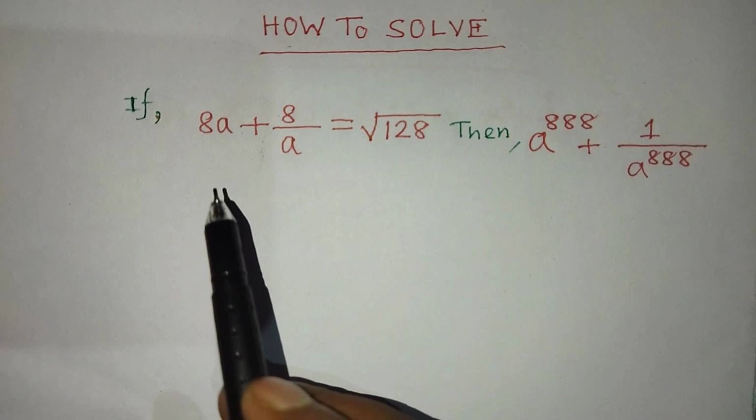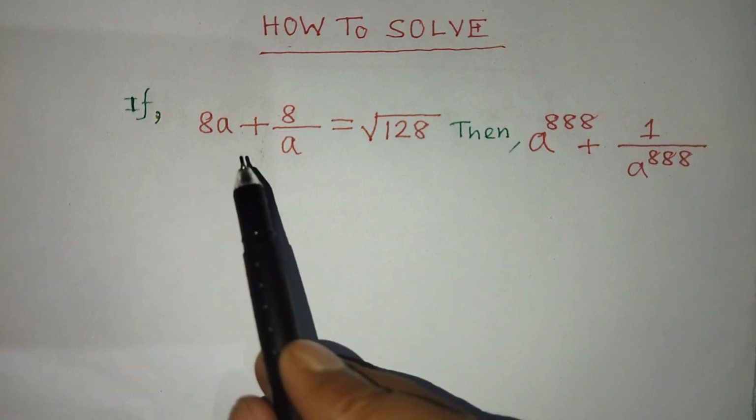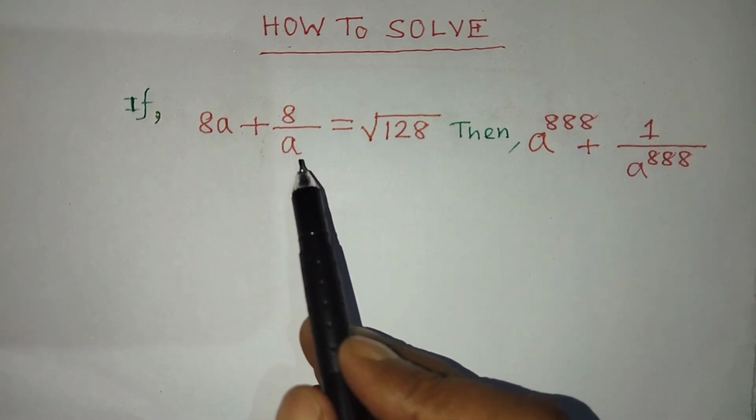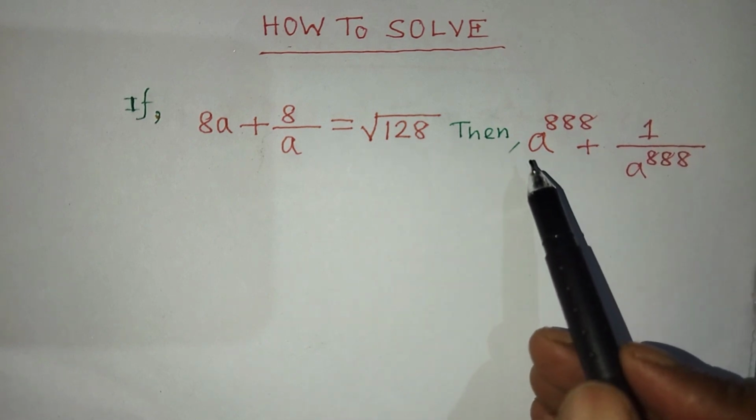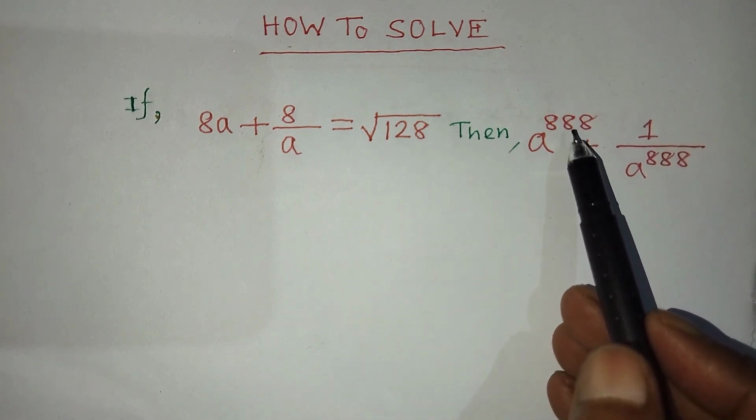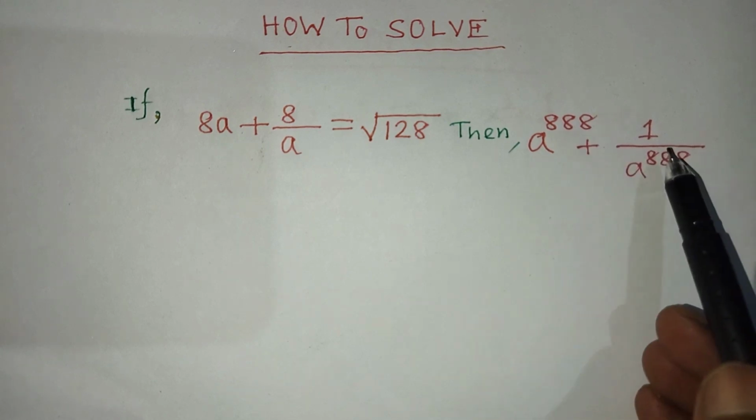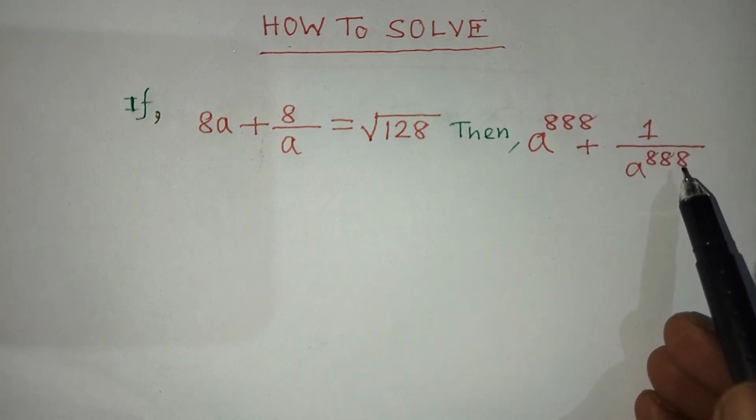So my dear student, today our question is: if 8a plus 8 over a is equal to root over 128, then find the value of a to the power 888 plus 1 over a to the power 888.